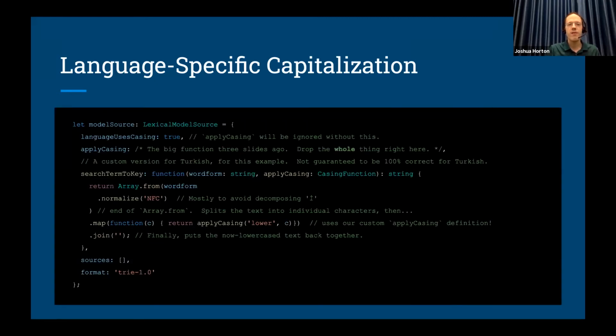So here we would have the full model source with that big function omitted because we want the slide to actually be possible to read. That's kind of an important thing here. So note the search term to key function defined here. Apply casing is given to you as the second parameter in a function.